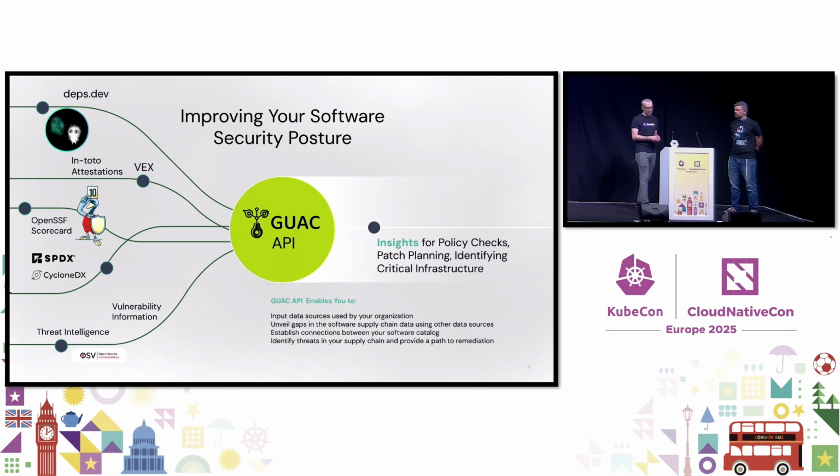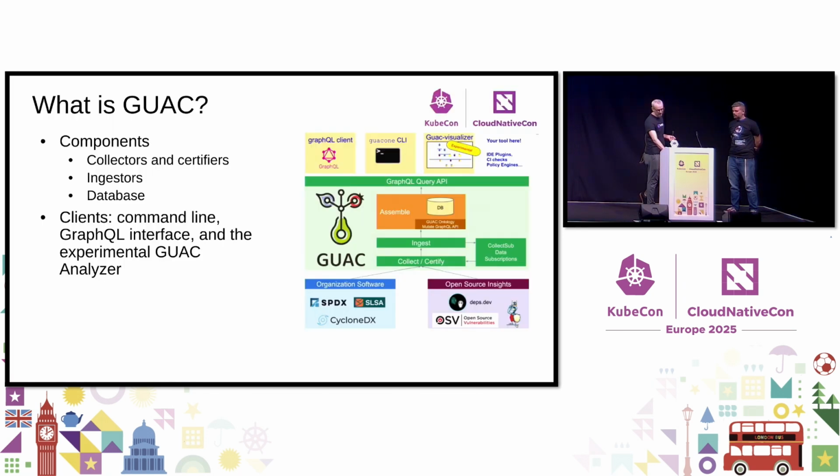To dive a little bit more into the different components that make up GUAC, what you see here in green is the core project of GUAC. The database and assembler is what runs the API, but there's a lot of other pieces that sit around it. So for example, the ingester is what takes documents in and turns the documents into nodes and edges that go into the graph.